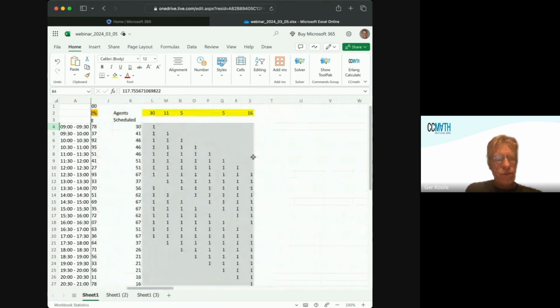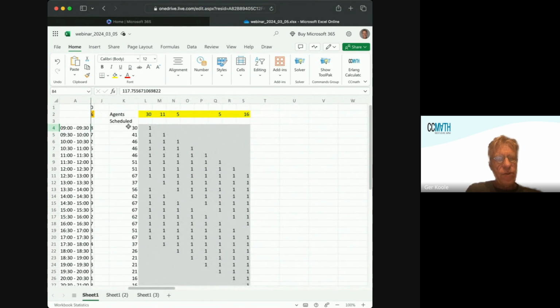So here, for example, these 30 agents, that is of course this 30, and this 41 is 30 plus 11, because the first and the second shift work in the second interval. Because there's a 0 here, or nothing actually, this 5 shouldn't be counted for the interval that starts at 9:30.